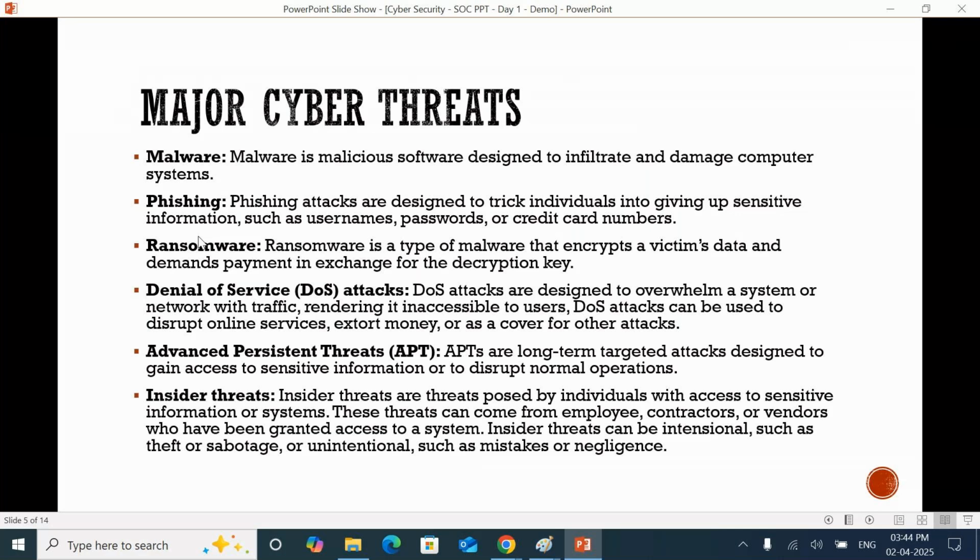Next, there is another type of threat, that is phishing. What is phishing? Phishing is an attack designed to trick individuals into giving up sensitive information such as usernames, passwords, or credit card numbers. Let's say, for example, HDFC Bank pings you an email saying your KYC is going to end. You need to submit your Aadhaar card and give your personal information like Aadhaar name, date of birth, or whatever username and password they are trying to collect with the mail.